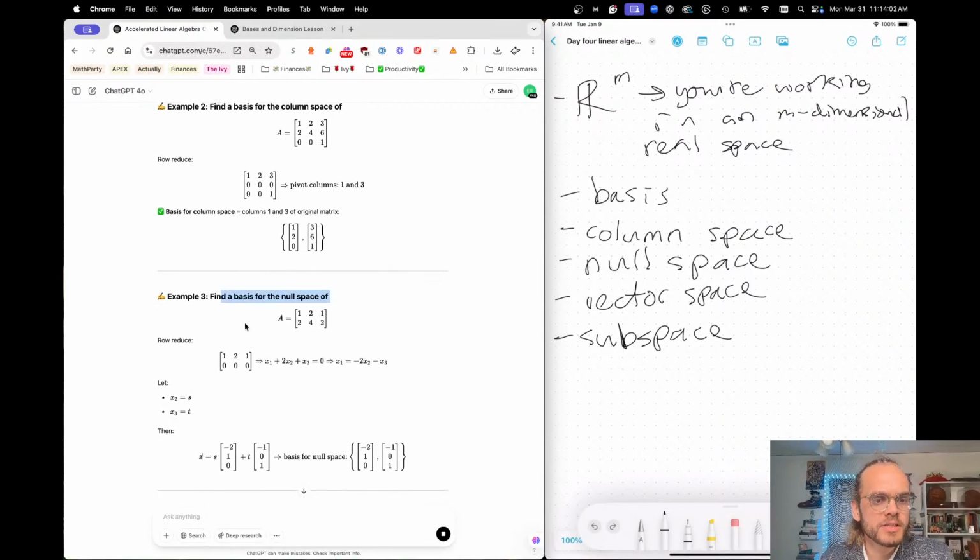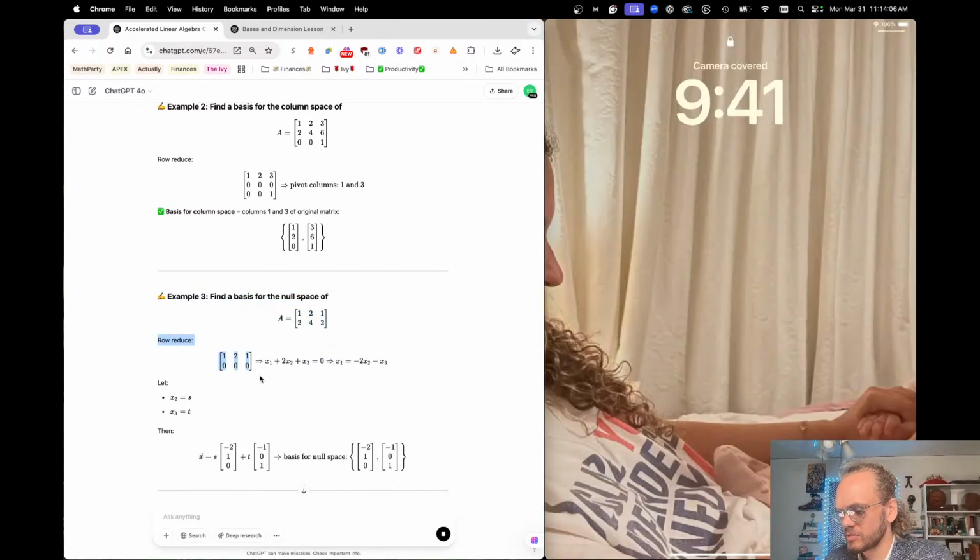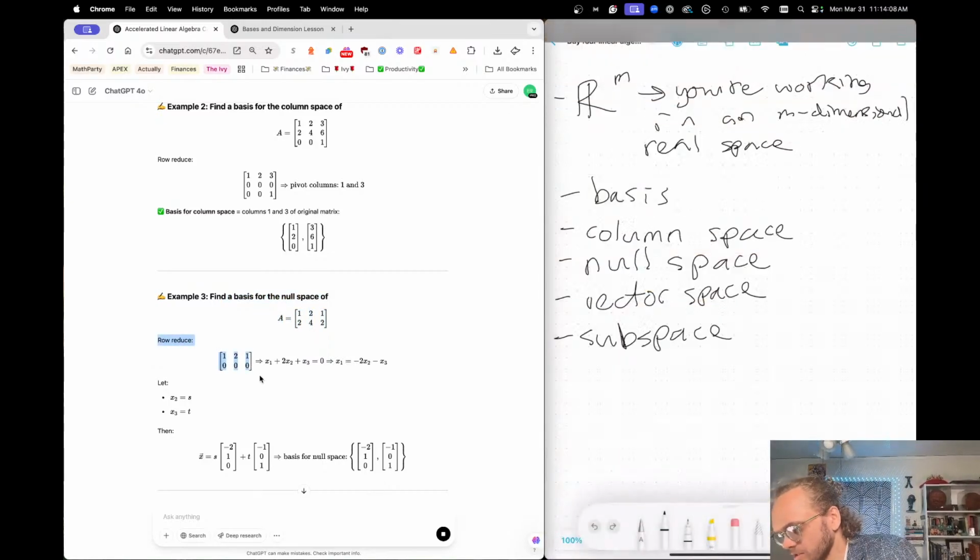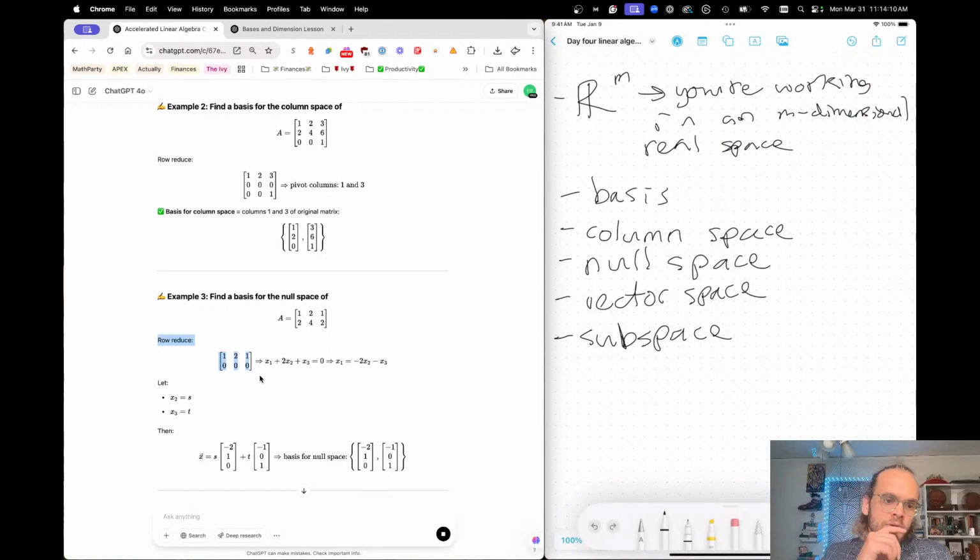All right, find a basis for the null space of this. So I don't know what the null space means necessarily. Face ID here again. So here's this. We row reduce it. Okay, this is pretty basic because the bottom one becomes 0, 0, 0. I'm going to need two free variables, x2 and x3.